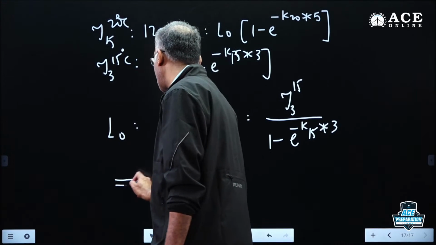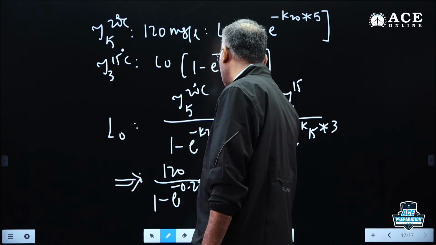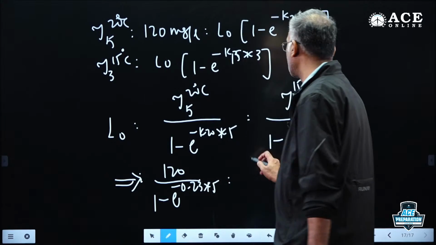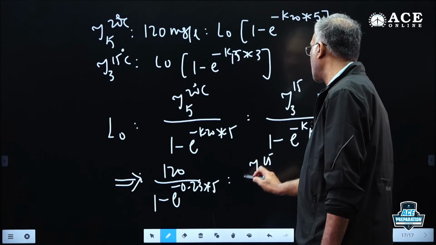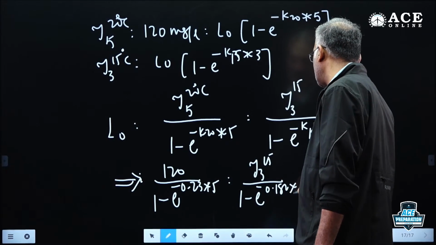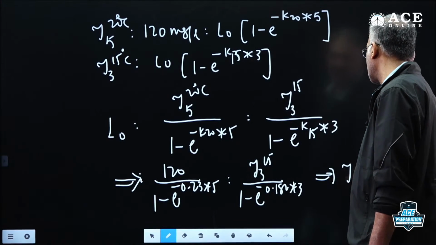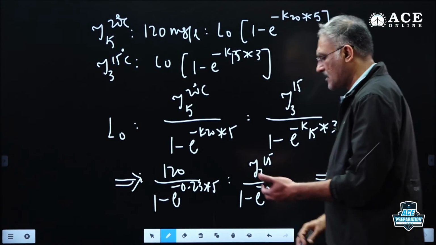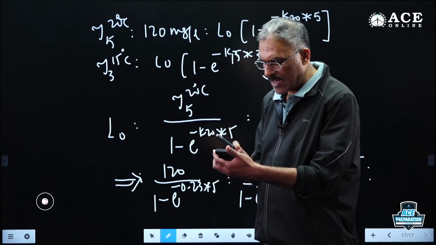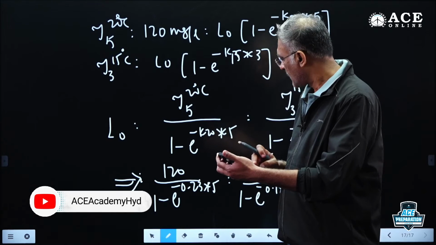So it is 120 by 1 minus e power minus 0.23 into 5, which is also equal to y3 at 15 degrees Celsius, 1 minus e power minus 0.128 into 3. Simplify, and we'll get the 3-day BOD at 15 degrees Celsius. So at any temperature and at any time you can work out BOD. So 120 by, you also try.